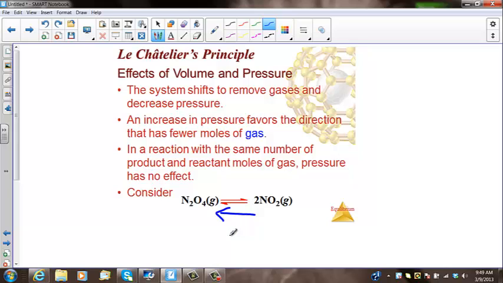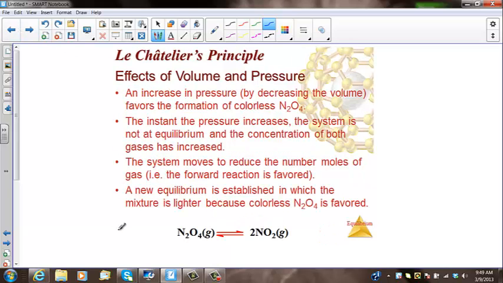In this, there is a difference. It will shift left. An increase in pressure by decreasing the volume. So if I decrease the volume, I increase the pressure, it's going to shift left. The instant the pressure increases, the system will not be at equilibrium, and the concentration of both gases has increased. When this happens, the system will move to reduce the number of moles of gas.